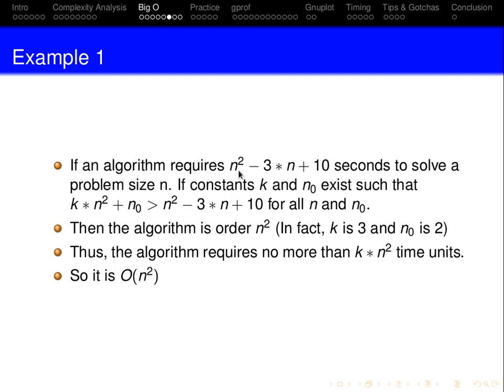In other words, we have n squared minus 3n plus 10 seconds to solve. If you want to be all mathy, you can say if constants k and n0 exist such that k times n squared plus n0 is greater than the actual formula for all n greater than n0, then the algorithm's order n squared. In fact, k is 3 and n0 is 2 in this situation. So we just say the algorithm requires no more than k times n squared time units, or we just say it's O of n squared.